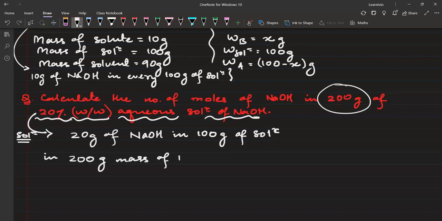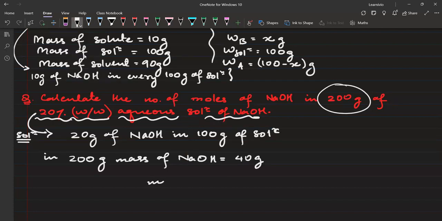mass of NaOH will be equal to how much? Tell me guys. If there is 20 in 100 grams, then how much will there be in 200? 40. Yeah, easy, right? So in 200 grams, the mass of NaOH is equal to 40 grams.